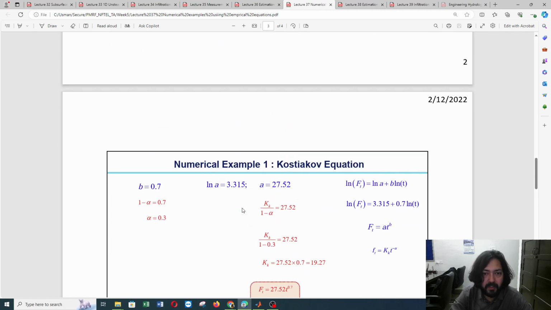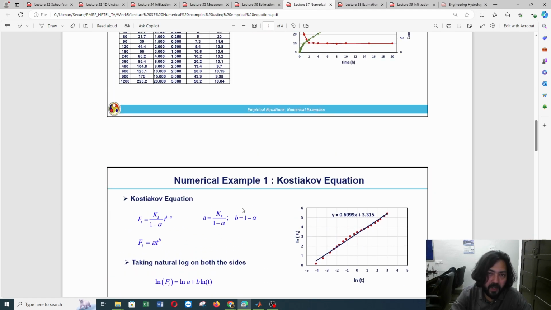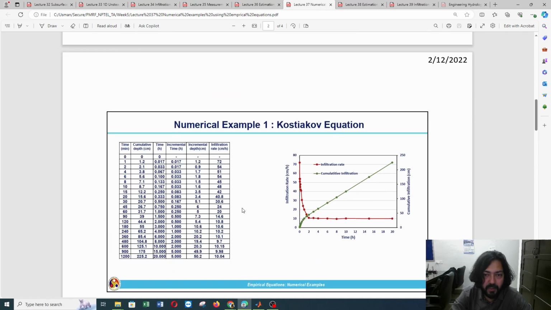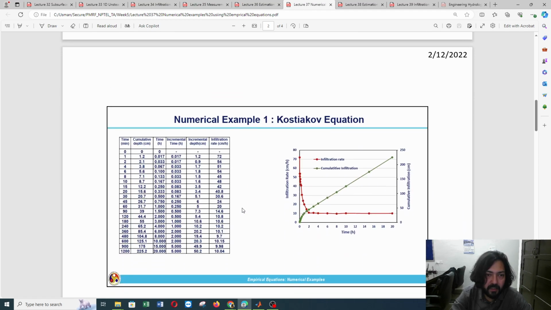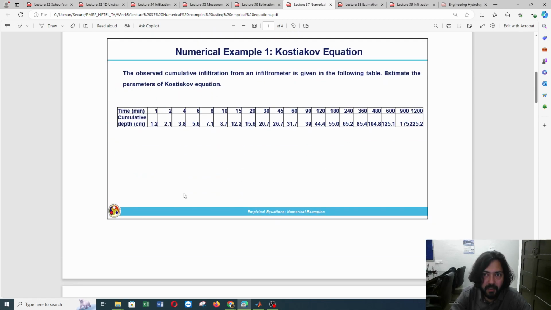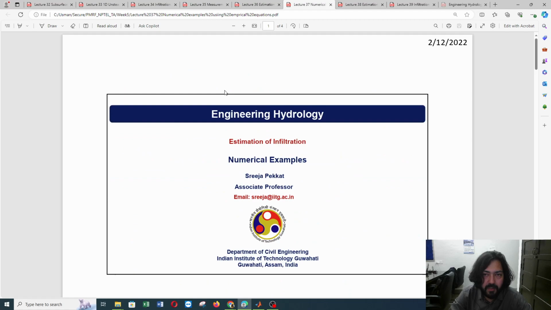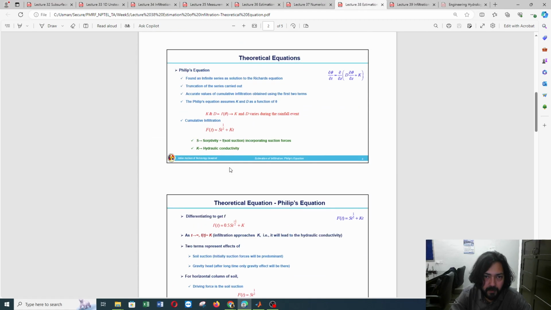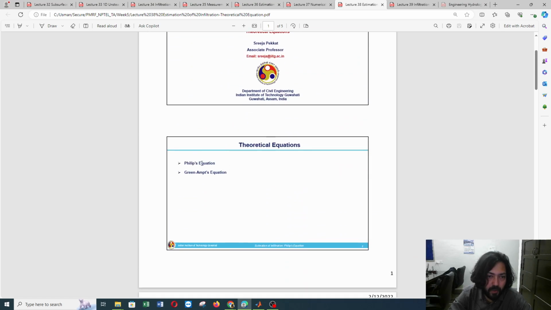So these are two very simple approaches to calculate infiltration rate as well as cumulative infiltration. It depends on the data set that is known to us. If you know the constant value of infiltration, we can go for Horton's equation, or else we can use Kostiakov's equation. These are the empirical equations. There are other equations known as theoretical equations. So let us see those equations. There are two theoretical equations. First is Phillips equation and another is Green-Ampt equation, right?